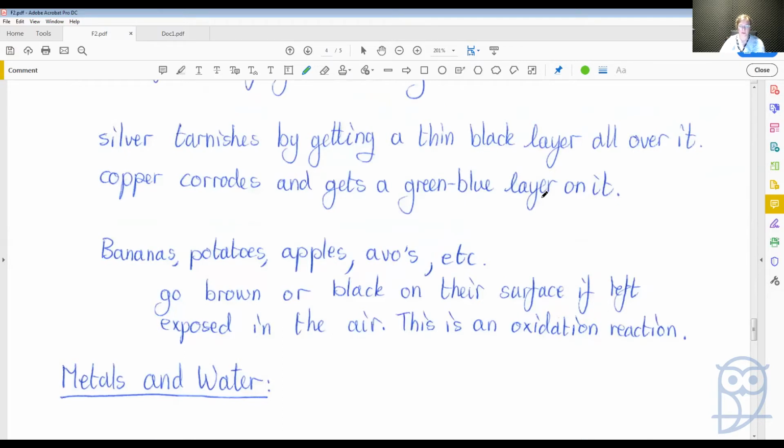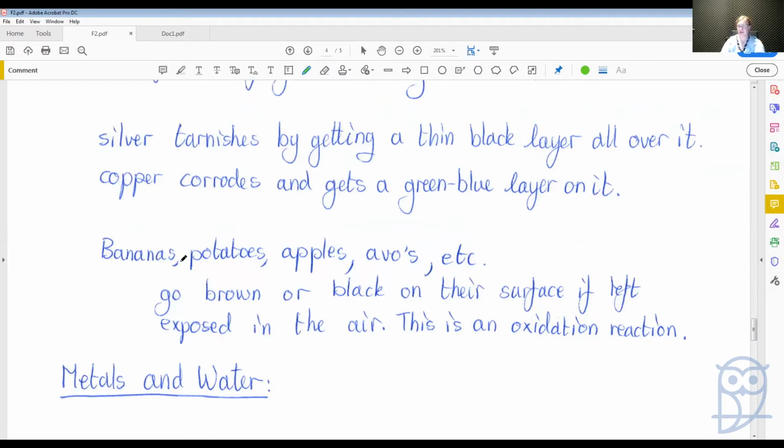So I'm going to scroll down a bit. So here it's talking about the silver tarnishing and the copper. So silver tarnishes, it gets a thin black layer all over it, and copper corrodes and gets a greenish blue layer on it.